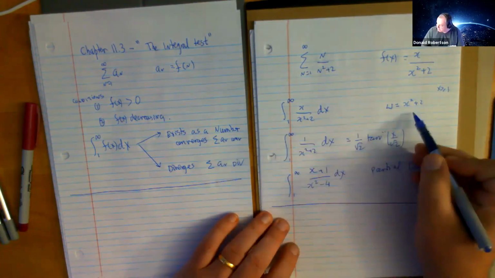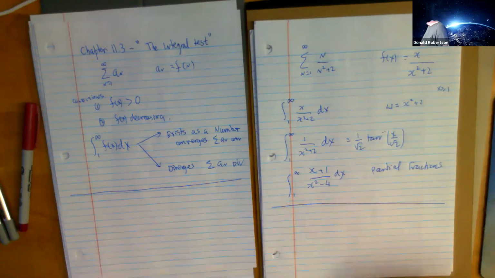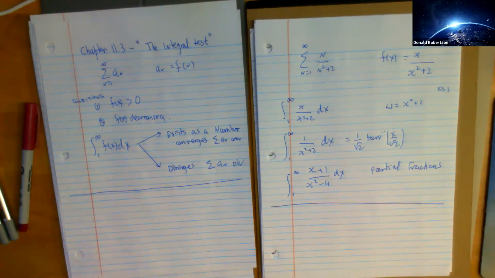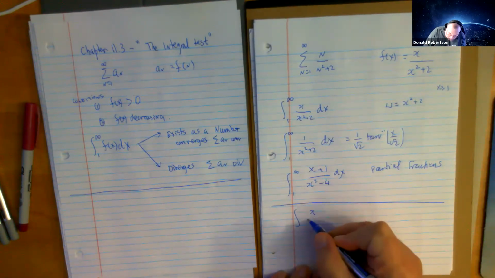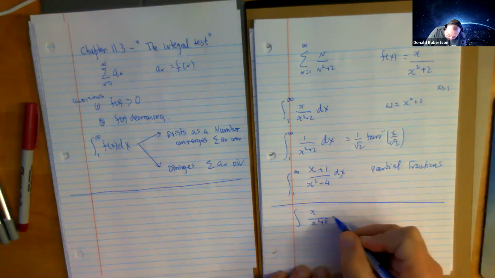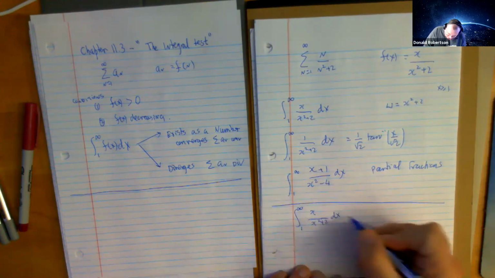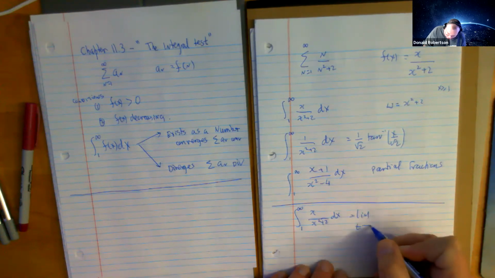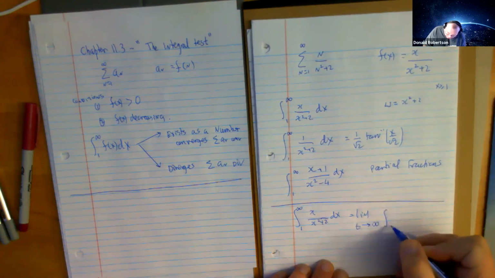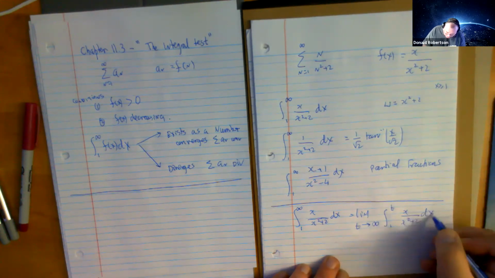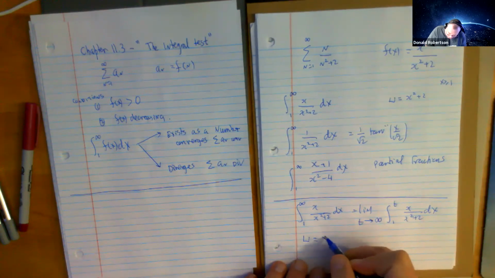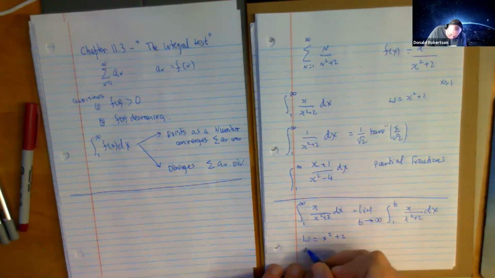So we'll take this one here, excuse me, and we'll do the u sub. So it's going to be the limit as t tends to infinity of the integral from 1 to t of this. And the u sub of choice is that. Then you differentiate with respect to x, you get that.